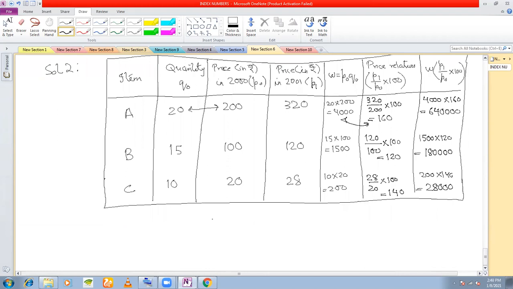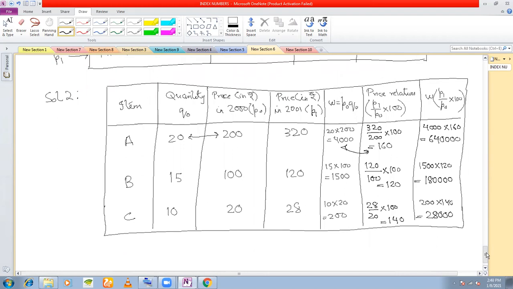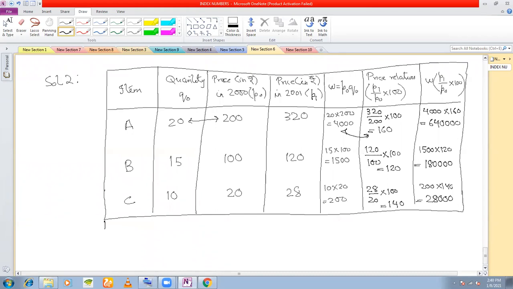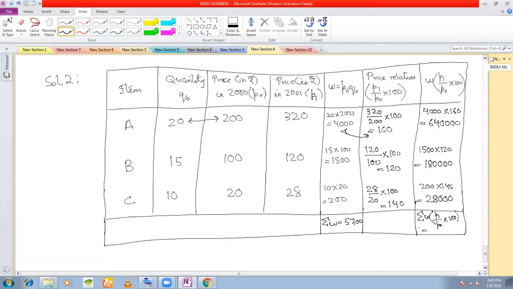Okay. Now you see the formula. You put everything in the formula for the weighted average of price relatives. First of all, you add up your weights. This column you add up, and you add up this column. So summation W is 5700, and summation W P1 by P0 into 100, summation of this column, you add up this column to get 8,48,000.